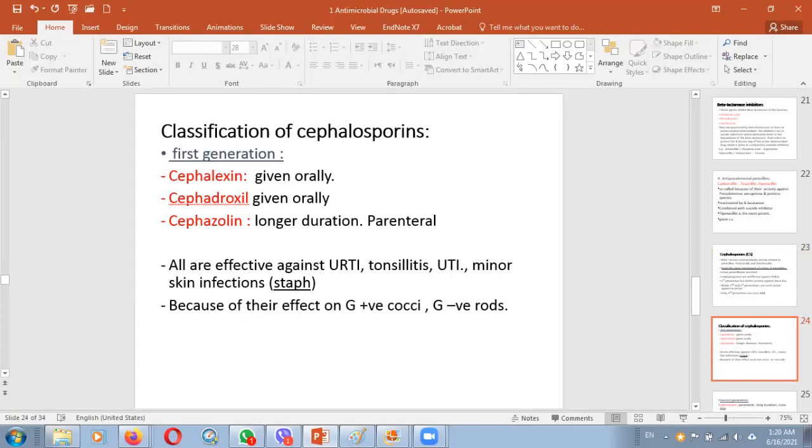Now we come to the classification of cephalosporins. The first generation, an example is cephalexin. Cephalexin and cefadroxil are given orally. Cefazolin has longer duration and is given parenterally. All are effective against upper respiratory tract infection, tonsillitis, urinary tract infection, and minor skin infections, especially staph. Cephalexin is a good choice for staph aureus because of their effect on gram-positive cocci and gram-negative rods.